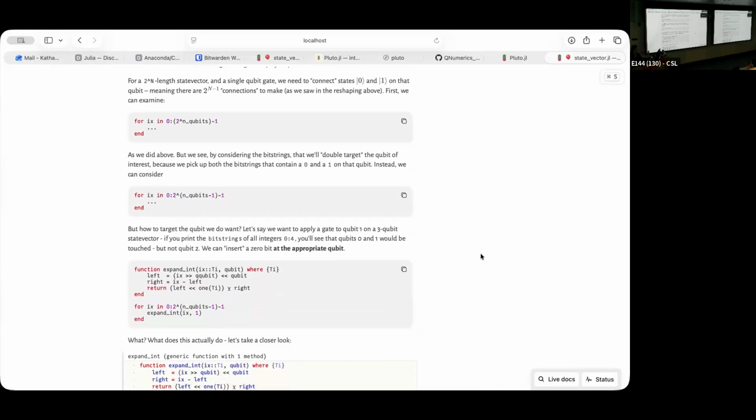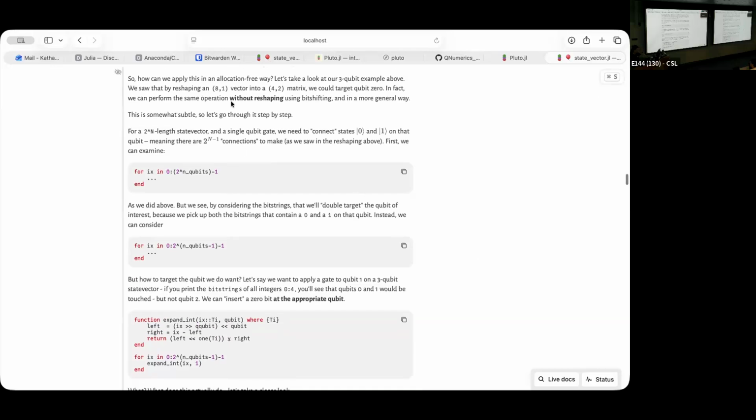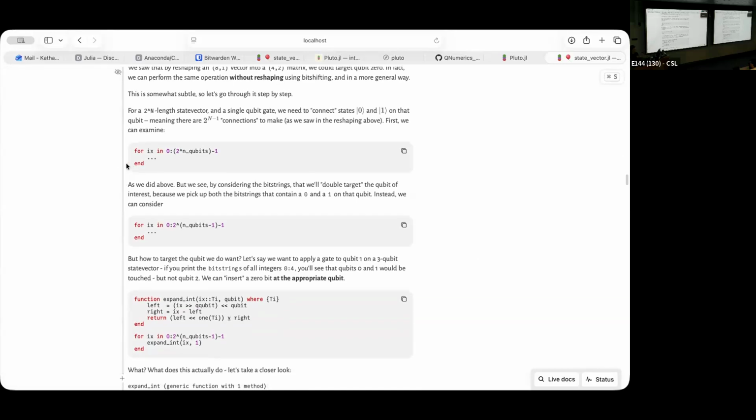So if we have this 2 to the n state vector, in this case it's length 8, but it could be basically arbitrary n, we want to connect some states 0 and 1 on qubit 0, which means that there are 2 to the n minus 1 such connections to make. We also saw this in the reshaping above, where we went from 8 by 1 to 4 by 2. So if you look at this list of indices IX from now, this spans the entire set of indices in the state vector.